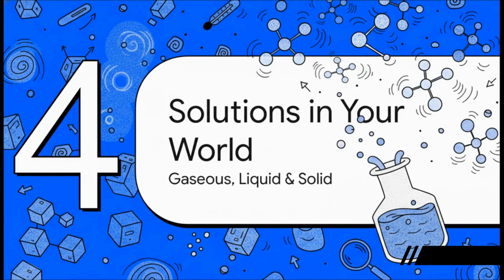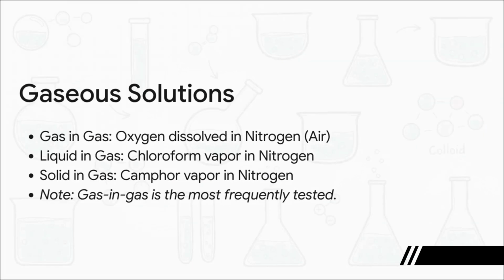All right, so we've got the big picture view. Now let's zoom in a bit and look at some real, everyday examples you can find in each of these categories, starting with the gaseous ones. So in gaseous solutions, the solvent is always, you guessed it, a gas. You can have a gas dissolved in another gas, which is exactly what air is. It's mostly oxygen dissolved in nitrogen. But you can also have a liquid in a gas, or even a solid that turns into a vapor and dissolves in a gas, like camphor. But really, that gas in gas example, air, that's the classic one to remember.